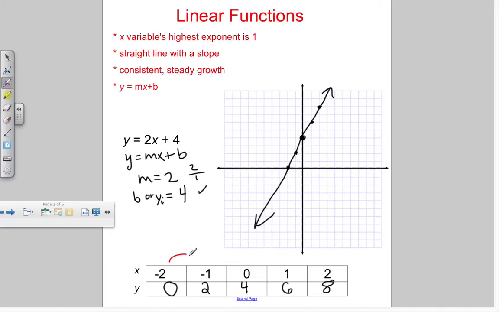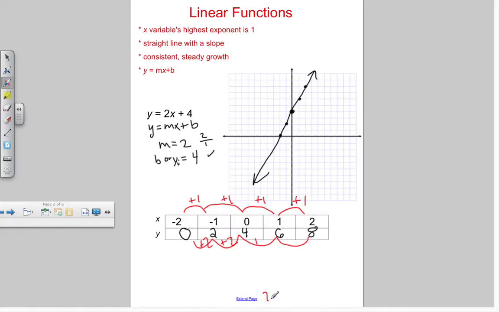So as x goes up by 1, what happens to y? Y goes up by 2. Up by 2 more, up by 2 more, up by 2 more. It's always the same growth. It adds 2 each time. And it is not a coincidence that my slope is 2. What it grows by is the same as its slope.